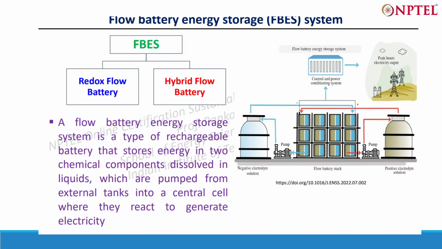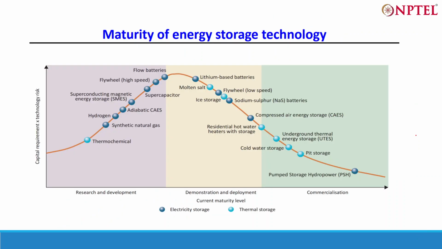In simple small batteries, everything is stored in a pack. In flow batteries, we have a negative electrolyte solution and a positive electrolyte solution in big containers. The chemical flows, generates energy, and is then stored back. This is how flow batteries basically work.